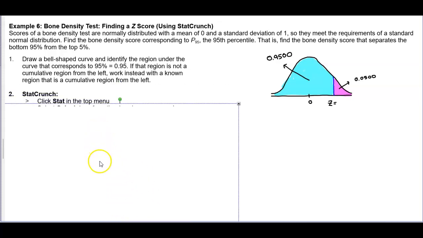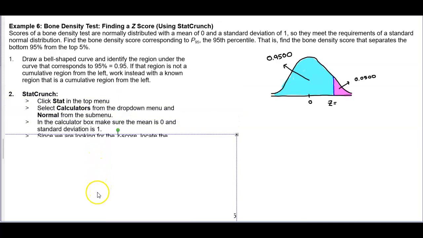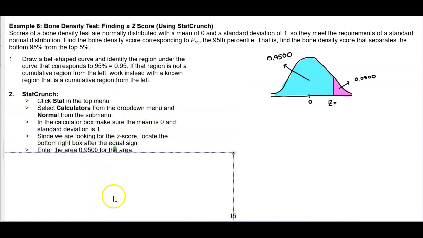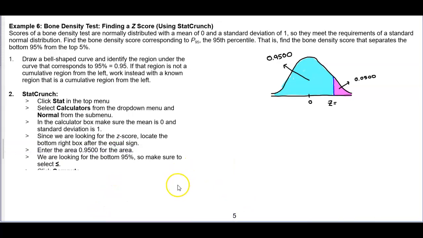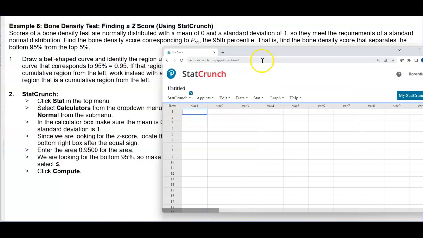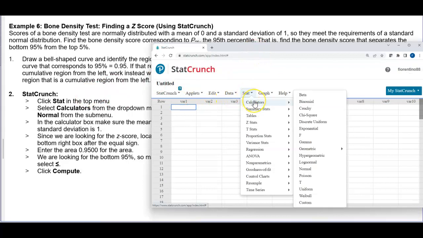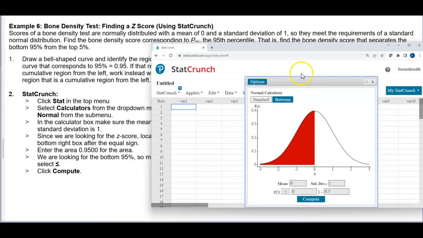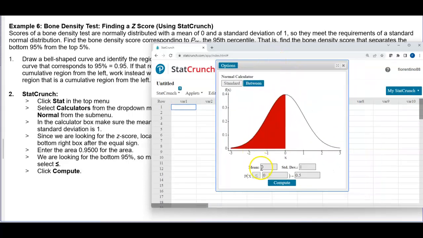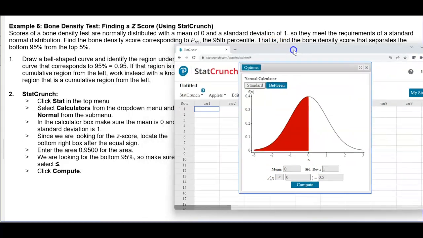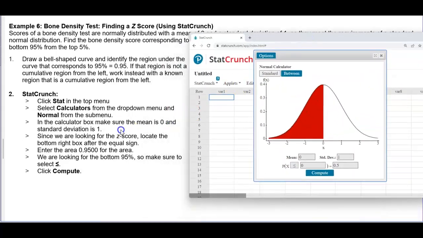To do this, we're going to use StatCrunch, and we're going to follow these instructions. We open up StatCrunch, click Stat, select Calculators, and scroll all the way down to where it says Normal. In the calculator box, we want to make sure that the mean is 0 and the standard deviation is 1.